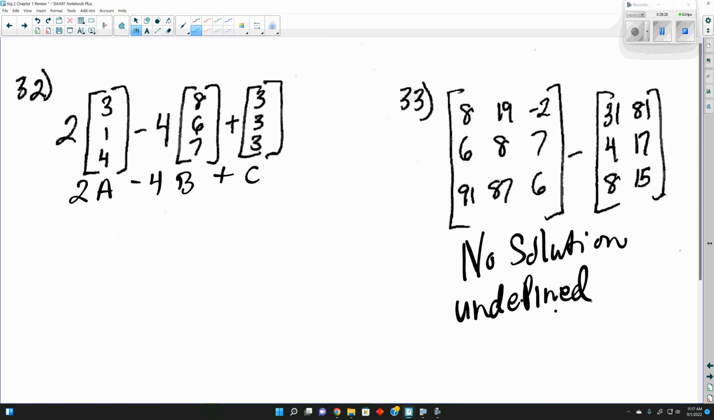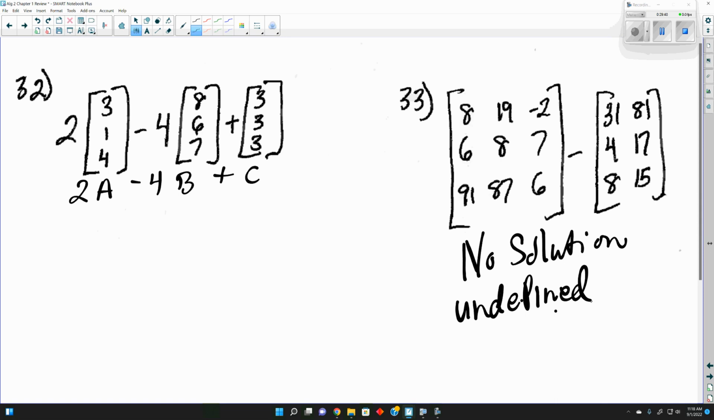Now, a no solution or undefined, I will put one of these, or possibly put one of these, on the test. I find these different than a no solution for the system because, again, you're having to plug a lot more stuff in for the system of equations.